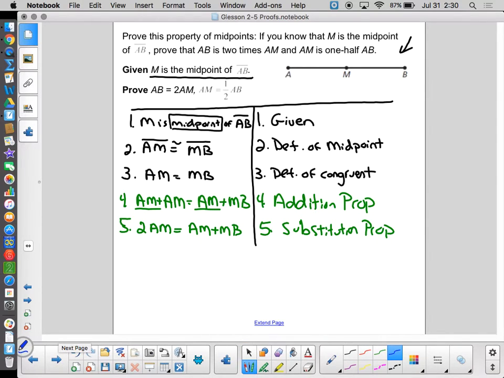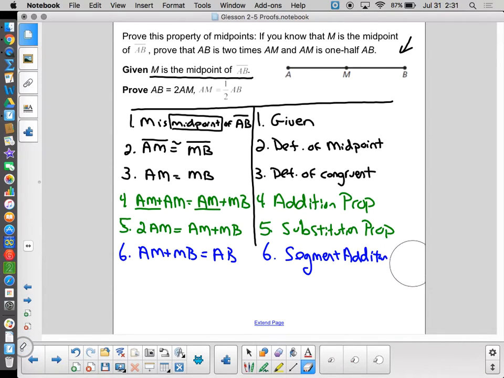Now here's something we're going to see quite a bit. This side, AM plus AM is 2 AM. That's easy, but I have AM plus MB. What does AM plus MB equal? This is where we get a little tricky. AM plus MB equals AB. Segment addition property, or postulate. Segment addition postulate, I think it is. We'll just call it segment addition for now. That gets the idea across.